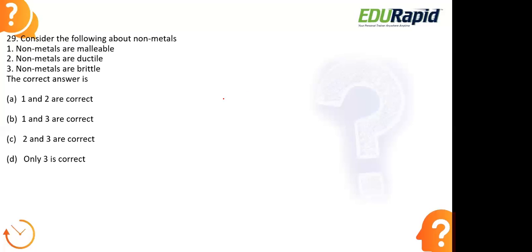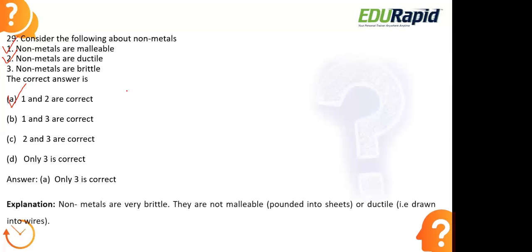Okay, let us look at the right answer. The right answer is option A, 1 and 2 are correct. So these two are the statements which are true. Because when we are talking about the non-metals here, they are actually non-malleable. They are not malleable.